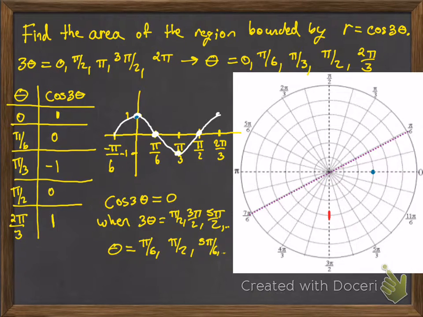Then we'll install in a pi over 2, so we'll draw that radial line, and then 5 pi over 6, okay? Afterwards, it's just going to repeat itself, so those are going to help us with drawing in the rose petals. So I drew in one of the tips of the rose petals. The other ones, we're going to do the positive one right here, and that is 2 pi over 3.